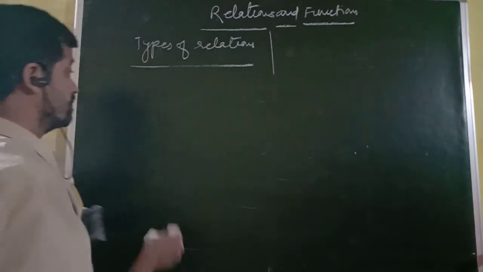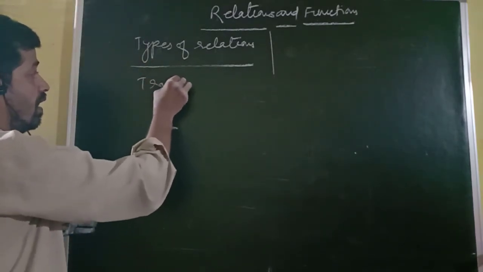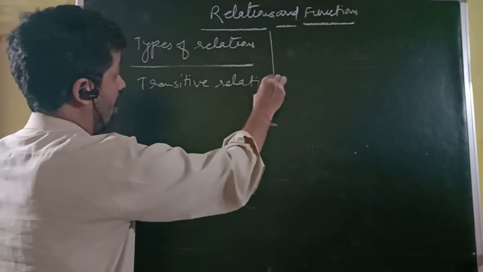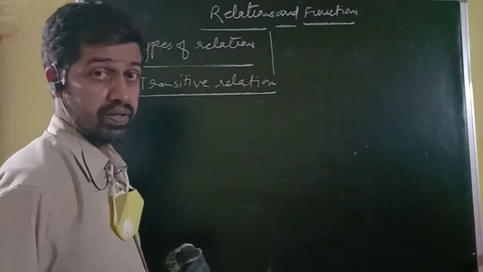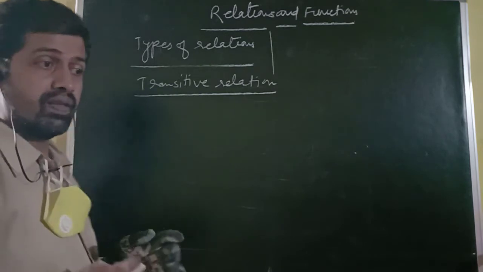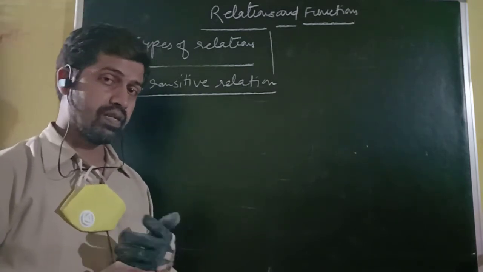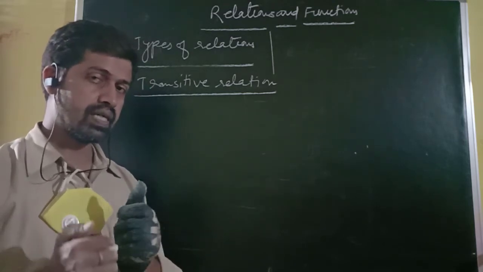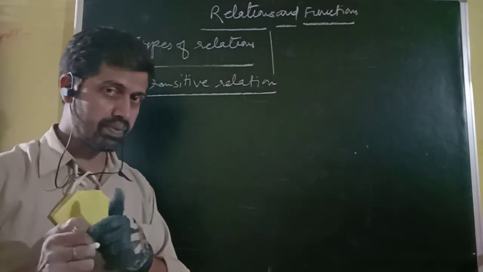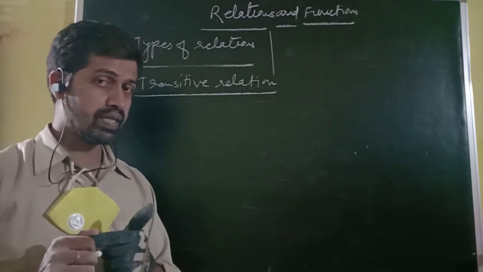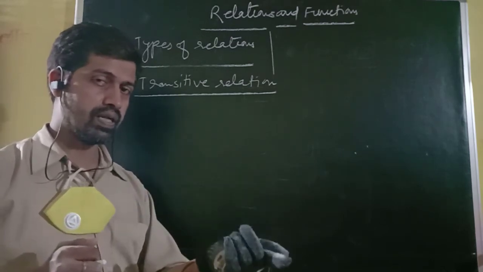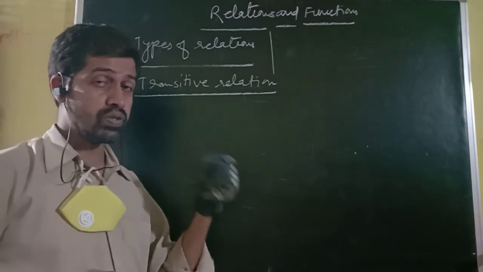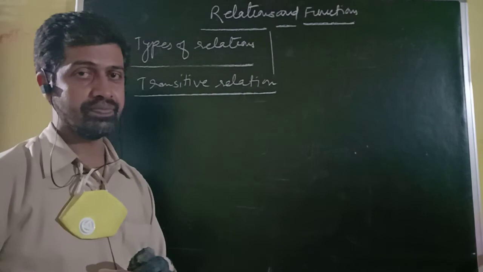Now next comes transitive relation. As we started with reflexive relation and then symmetric, now we are coming to transitive. In reflexive relation, we said that each element is related to itself. In symmetric, we said that if one element is related to another element, then the other is related to the first element. Now we are going to transitive, so here we need three elements.